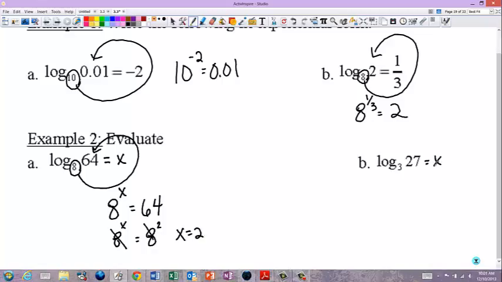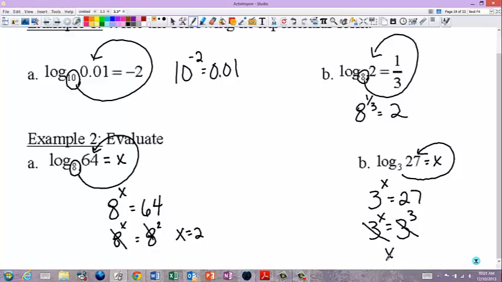Unpause. 3 whoosh, to the x equals 27. 3 to the x equals 3 to the third. Kill the 3's. X equals 3.